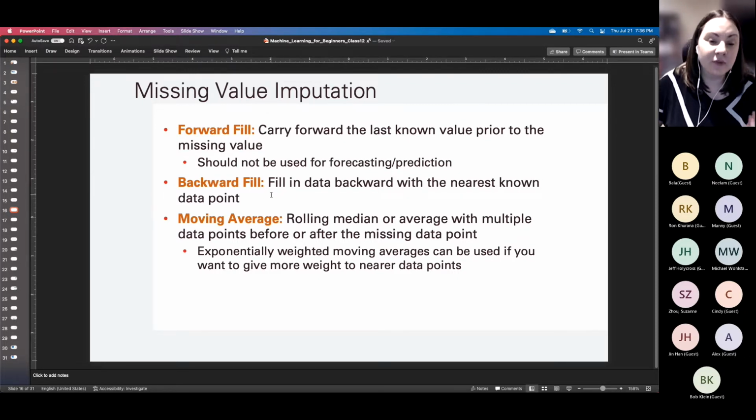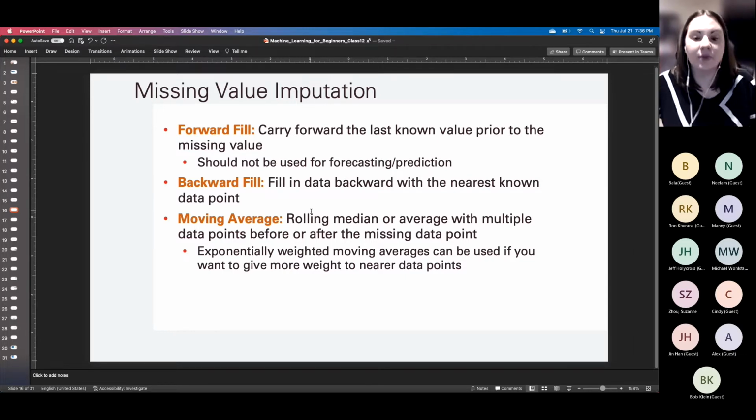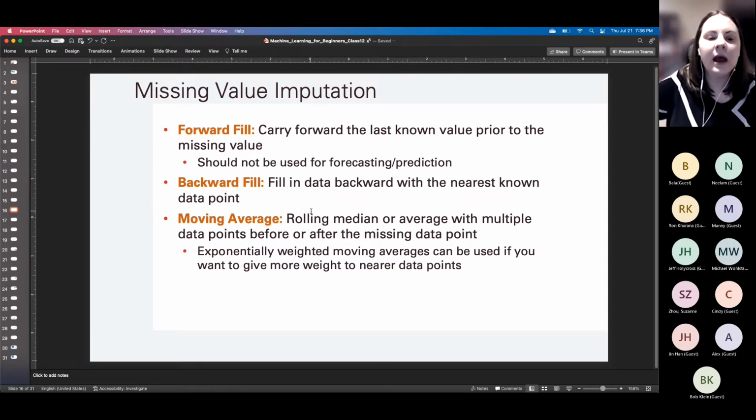Backward fill, if you're forecasting, you might want to use this one. Fill in data backwards with the nearest known data point. Another option is moving average, so a rolling median or average with multiple data points before or after the missing data point, or both, actually.